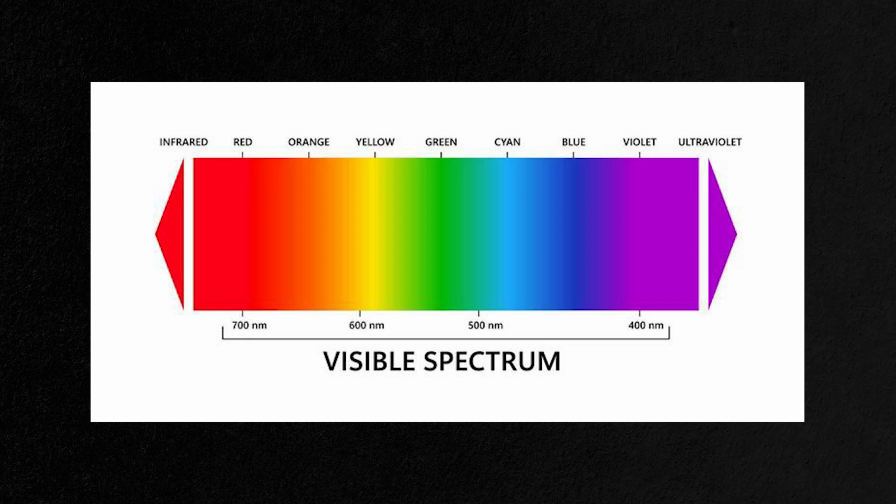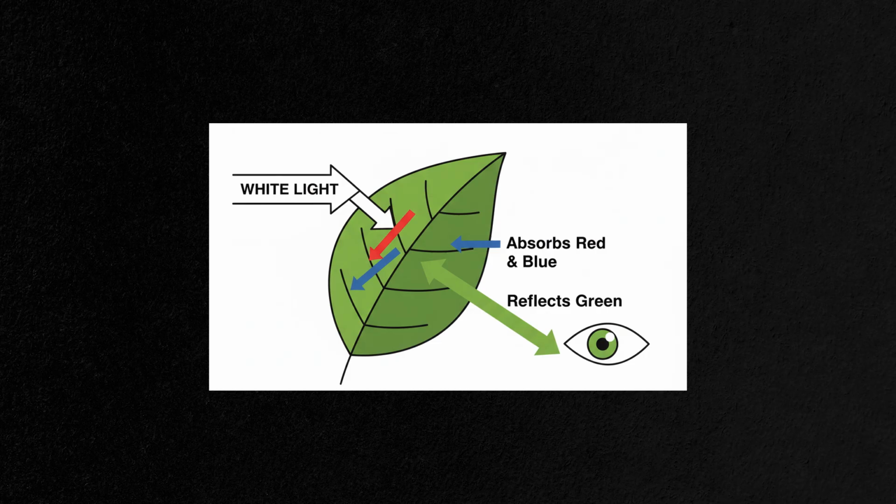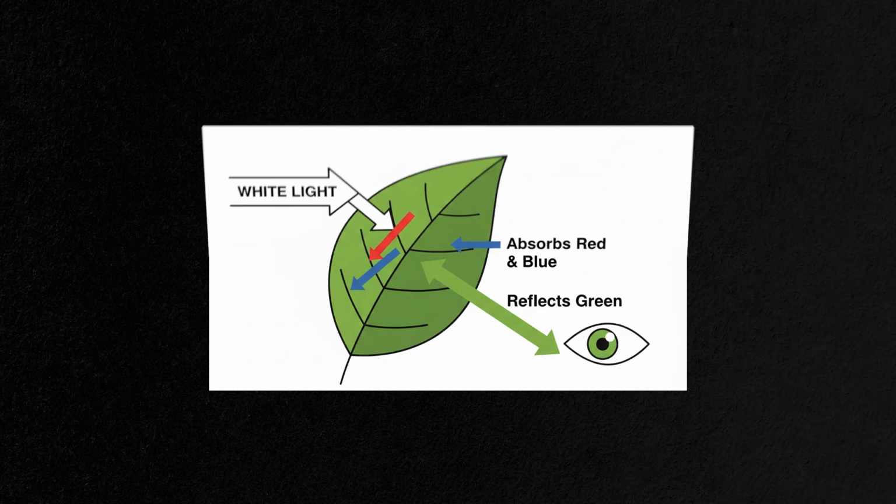Light is made up of many wavelengths, each corresponding to a different color in the visible spectrum, from violet at around 400 nanometers to red at about 700 nanometers. For example, a leaf appears green because it reflects green wavelengths and absorbs red and blue.